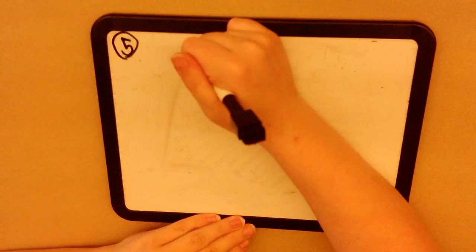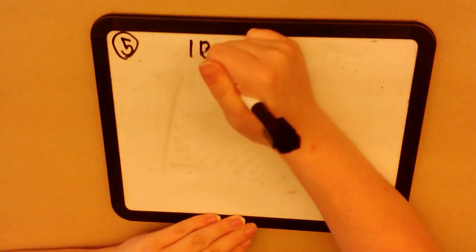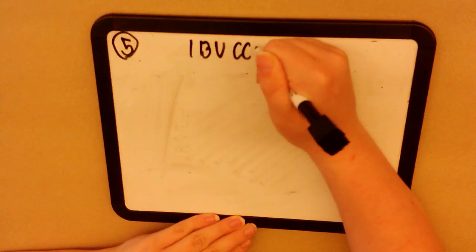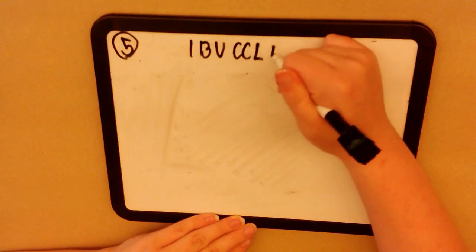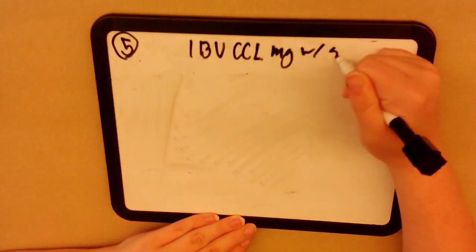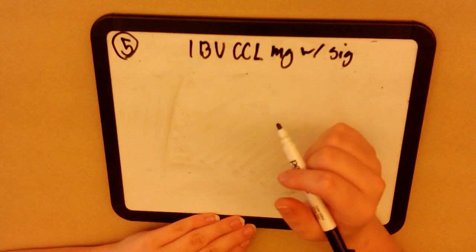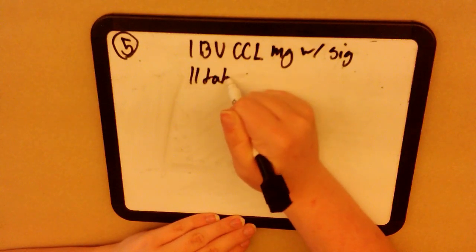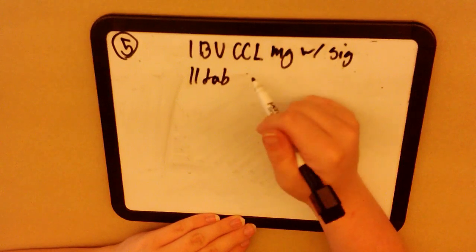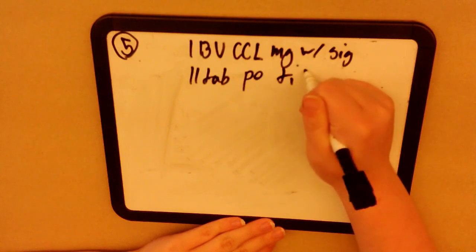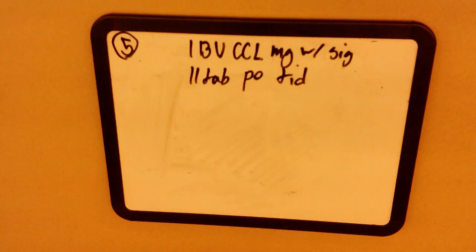Now we're going to look at number 5. And I wrote this in like how you would receive a prescription because that's what I'm trying to remember in my brain. So it's a little bit different than what it says on the paper. So you get a prescription for ibuprofen, CCL mg with the SIG 2 tablets by mouth, or I mean II tablets by mouth for III times a day, or TID.